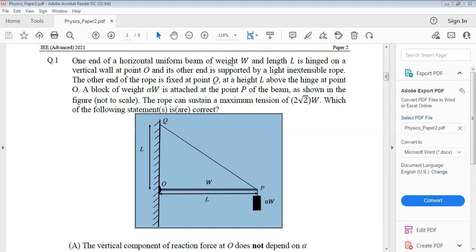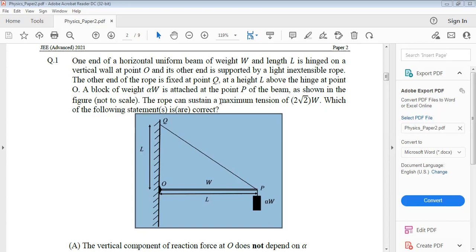beam of weight W and length L is hinged on a vertical wall at point O, and its other end is supported by a light inextensible rope. The other end of the rope is fixed at point Q at a height L above the hinge at point O. A block of weight alpha W is attached at the point P of the beam as shown in the figure.